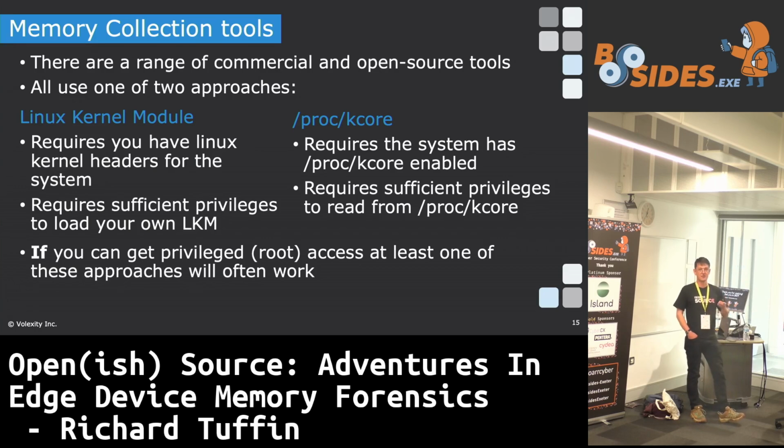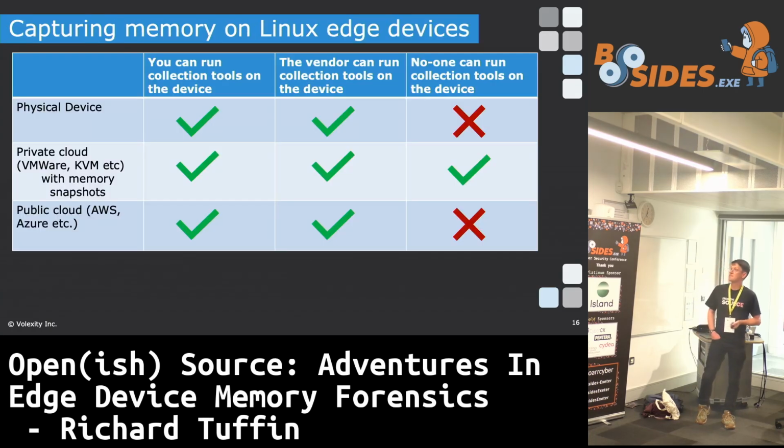And if you go through the set of tools that are available, if you can get that privileged access, usually you can collect memory. So that gives us a grid. Depending on where it is running and what access I've got to the device, generally I can collect memory. What happens if I end up in the two red boxes here?